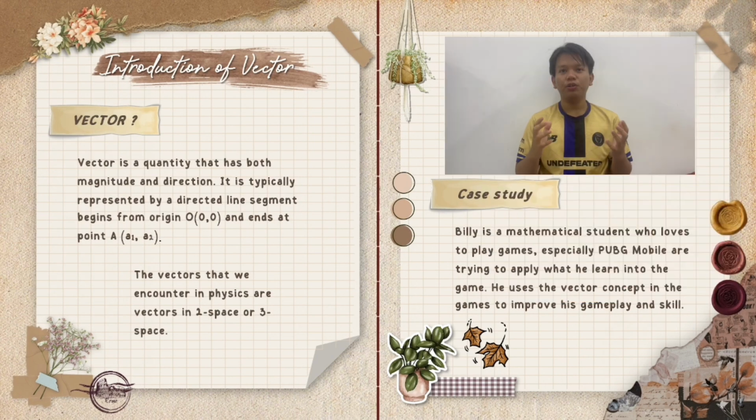So in this video, we are going to study a case of Billy, a mathematics student who loves to play games, especially PUBG Mobile, and is trying to apply what he learns to the game. He uses the vector concept in the game to improve his gameplay and skill.